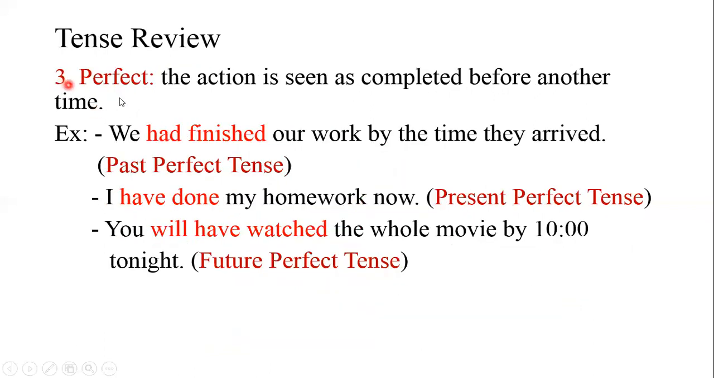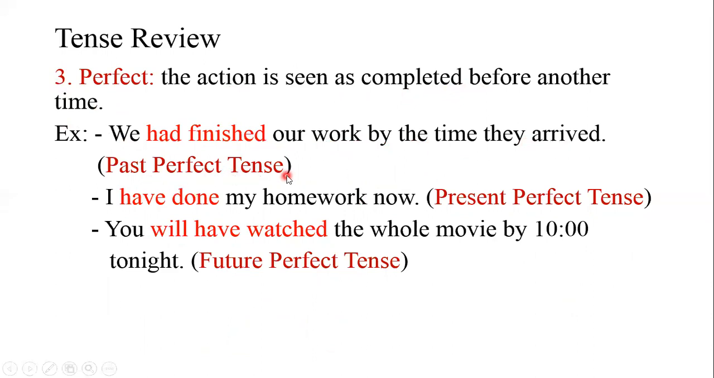And number three, we talk about perfect. The action is seen as completed before another time. Look at it. Example: we had finished our work by the time they arrived. So had finished our work. It means that we finished our work before they arrived. This is past perfect tense.